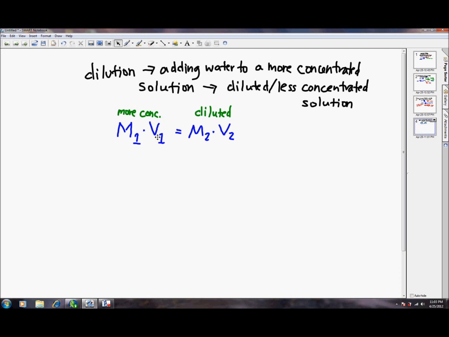Now in this case, the volumes do not have to be in liters, but the volumes have to be in the same unit. So if it's milliliters on one side, the answer is milliliters on the other side. If it's liters on one side, it's liters on the other side. So the only thing you have to watch for in these problems is to ask yourself, if I'm finding volume, what's the unit that I'm given? What's the unit I'm supposed to find? Well, I have to convert between milliliters and liters. Okay, so let's look at a quick example problem.